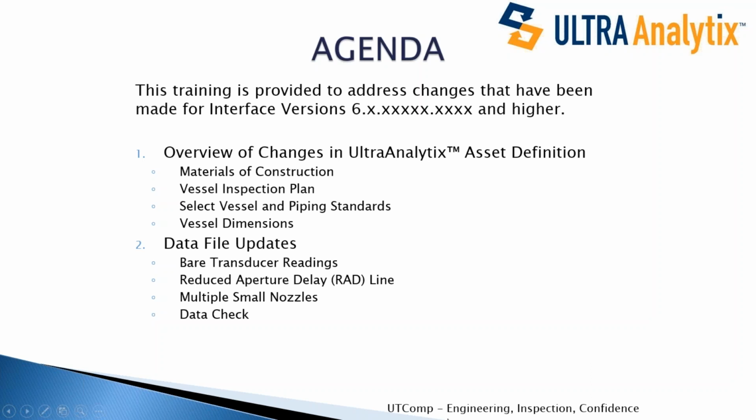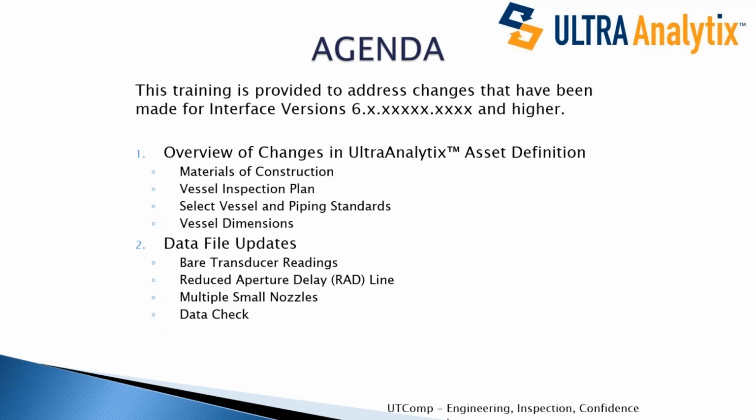First one is that there's an overview of changes in the Ultra Analytics asset definition. We talk about materials of construction now. We have a vessel inspection plan modeled a lot on the piping inspection plan that you're all familiar with. We also are able to select vessel and piping standards, and we also include for vessel dimensions. That's to help us with some better evaluation and hopefully give you guys some more tools to work with.